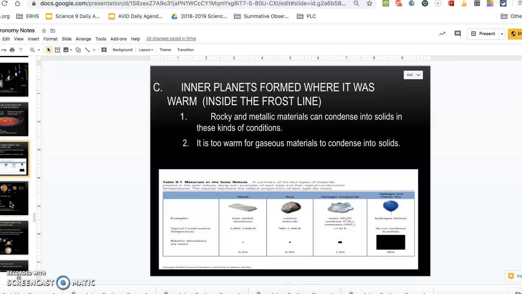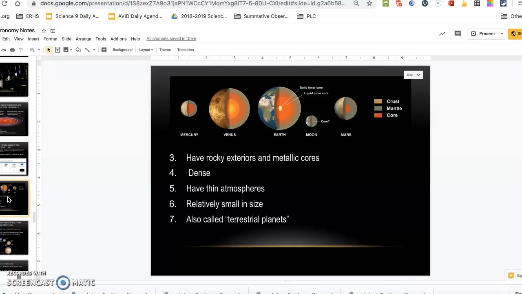So inner planets formed where it was very warm. They tend to be rocky with metallic materials that can condense. It's too warm for gaseous materials to be able to condense into solids. And so as a result here, they have rocky exteriors and metallic cores. They're very dense, but they have very thin atmospheres. Relatively speaking, they're pretty small, and they have another important name. They're called the terrestrial planets.